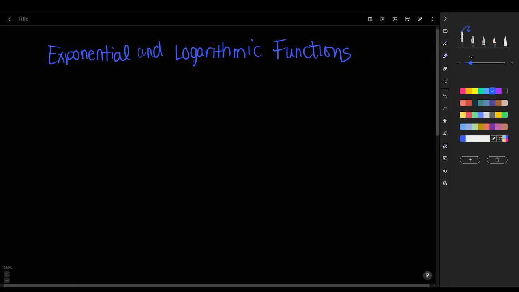Hello and good day. So for this video, let's talk about inverse functions, no? And there are many definitions of inverse function depending on what we're talking about.